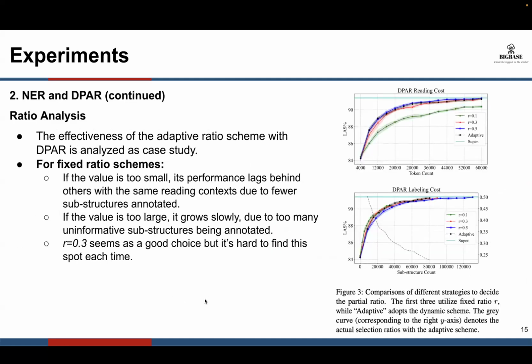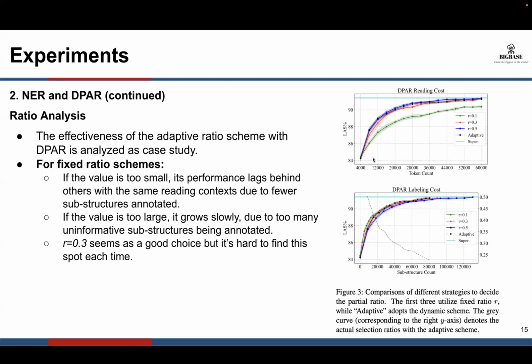And for ratio analysis, as we mentioned, they use an adaptive ratio scheme. Here they do the experiments only on the dependency parsing task as a case study, and they compared adaptive results with the predefined ratio values.